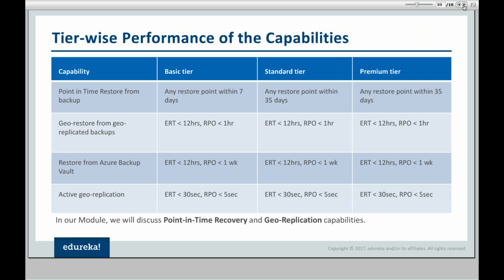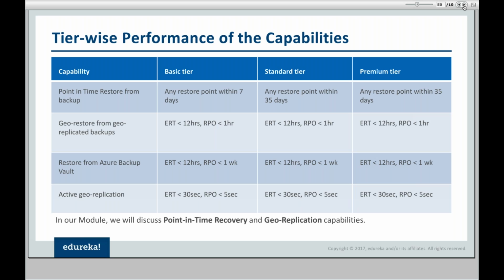Here you go with a tier-wise performance for the capabilities. So when you go for a basic tier, the point-in-time restore from the backup will take 7 days, I mean within 7 days to perform it. The standard tier will take within 35 days to restore it. The premium tier will also take within 35 days for the same.